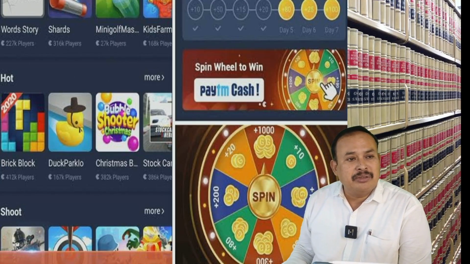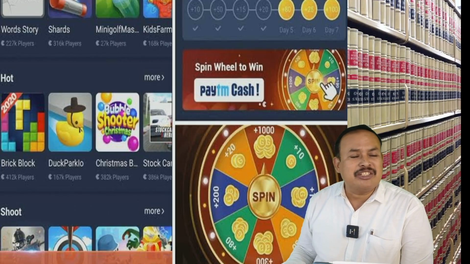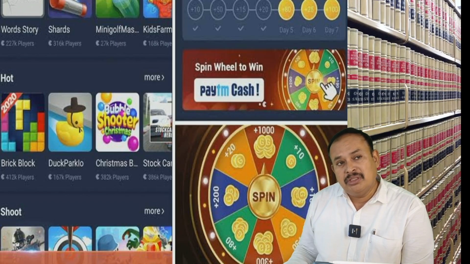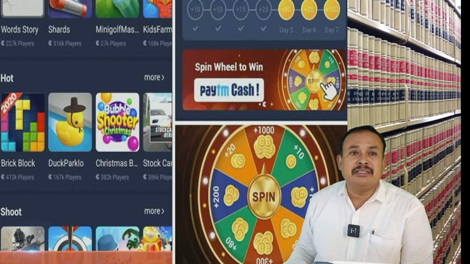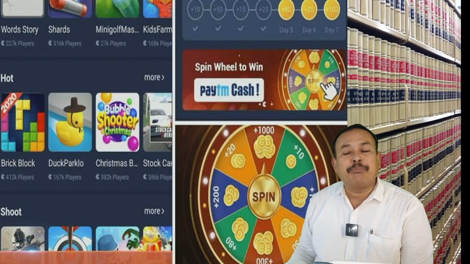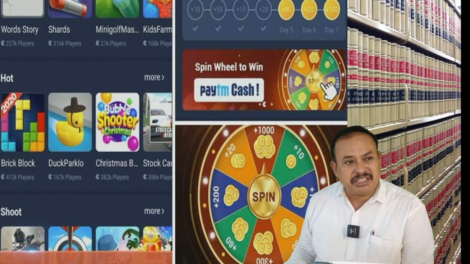Online money gaming supplier says, I am in the US, I am not having a place of business in India. Then the Indian GST says you have to appoint a representative in India for payment of GST. So registration is mandatory for you.